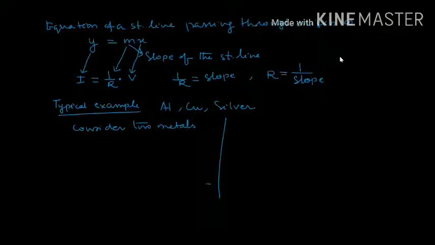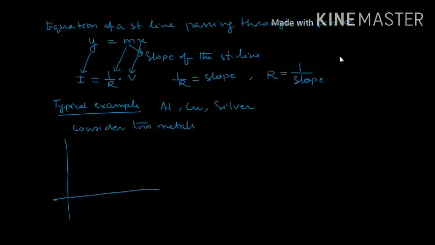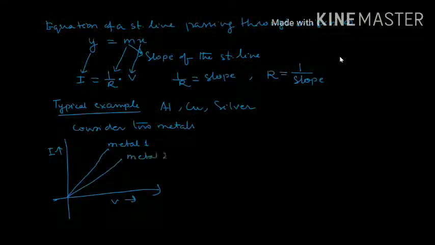Now let us plot two characteristics. V is plotted along the x-axis and I is plotted along the y-axis. So this is for metal 1, and we draw another VI characteristics, that is metal 2. Now the question arises, which metal has more resistance?